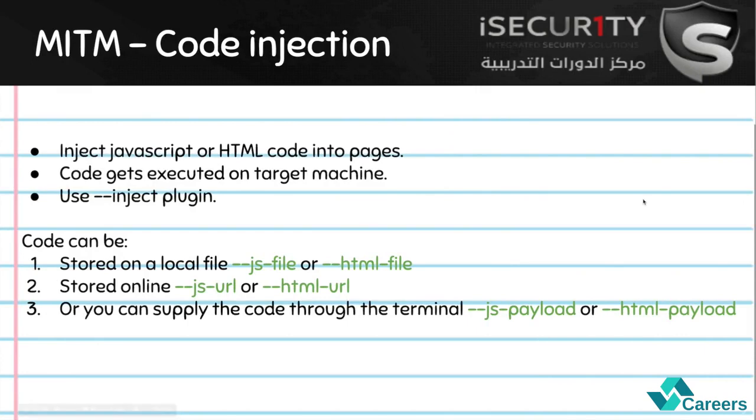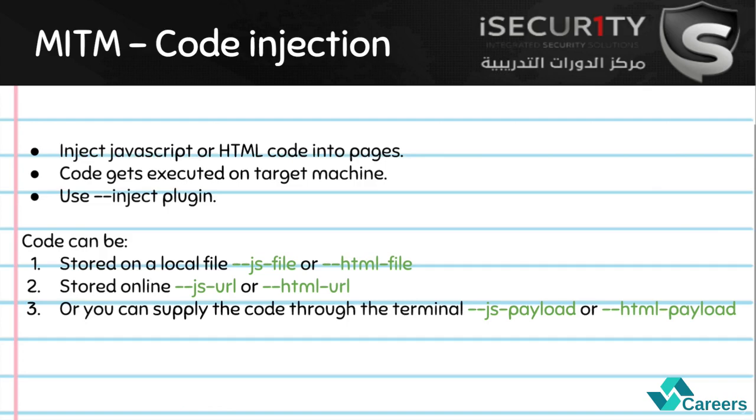In this lecture, we're going to be talking about how to inject code into the browser, into the target computer. Since we're the man in the middle and everything flows through our device, when someone requests a page, we can actually insert any type of code that we want into that page. Browsers can run two types of code. They can run HTML code and they can run JavaScript code.